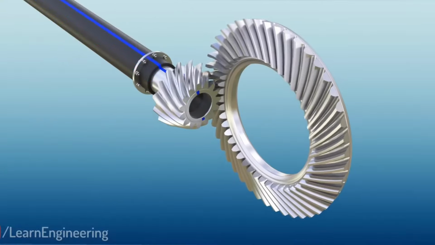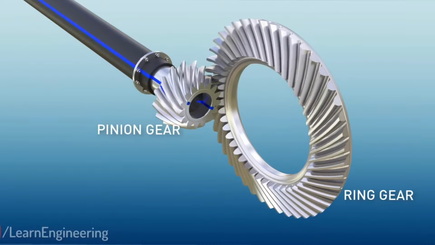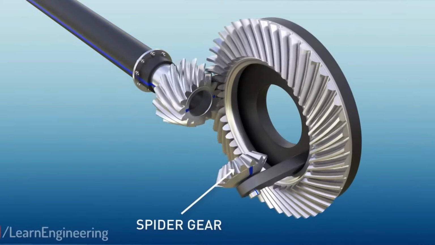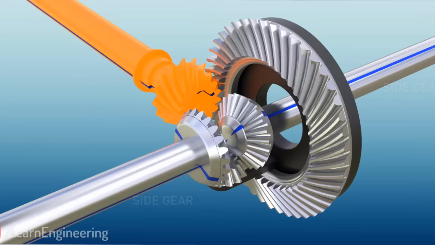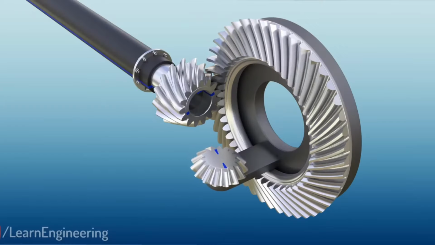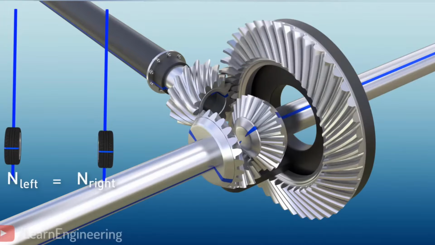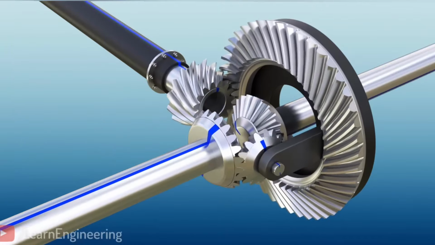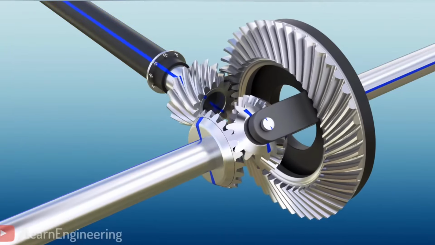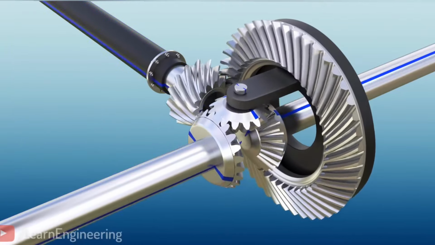Now, to solve this problem, the differential has a ring gear, to which smaller spider gears are connected. The spider gear meshes with two side gears, and the spider gear can rotate on its own axis too. When the vehicle moves straight, the spider gear moves along with the ring gear, but does not rotate on its own axis, and so it turns both side gears at the same speed, and they all move together as a single unit.